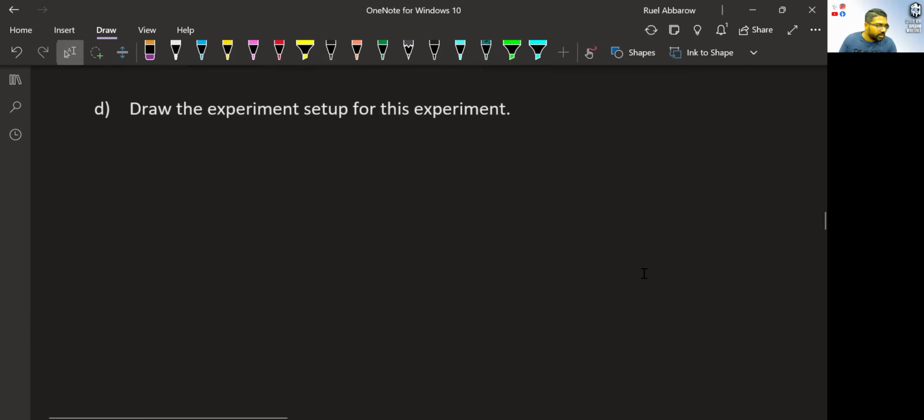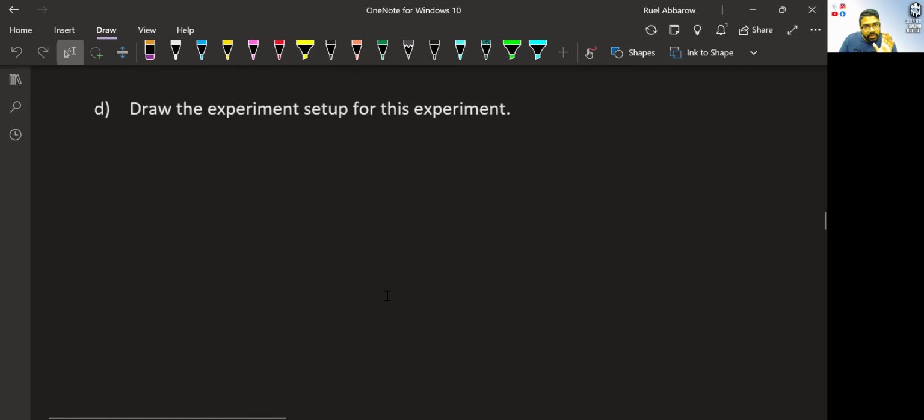Okay, now let's go to the next part. Draw the experiment setup for this experiment. Okay, this is very possible. Okay, last year it came out for bio. They didn't give any procedure, but they asked to draw the apparatus setup for the experiment. So that would be considered unguided based on my current understanding of guided and unguided papers. That would be an unguided one because procedure is not given, but they asked to draw the apparatus.